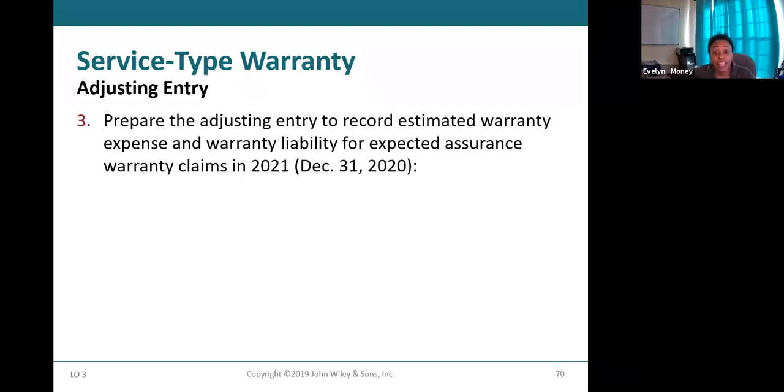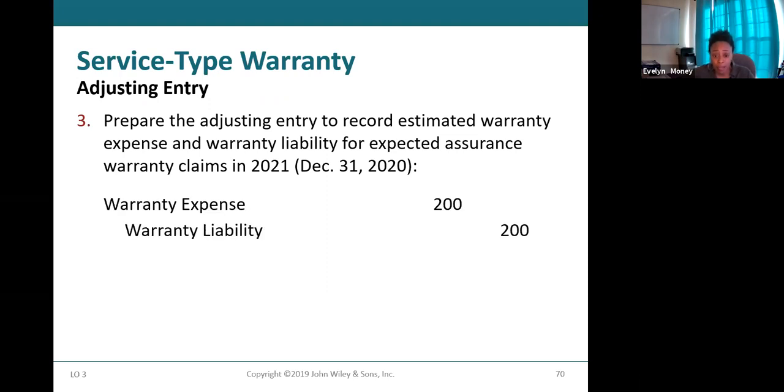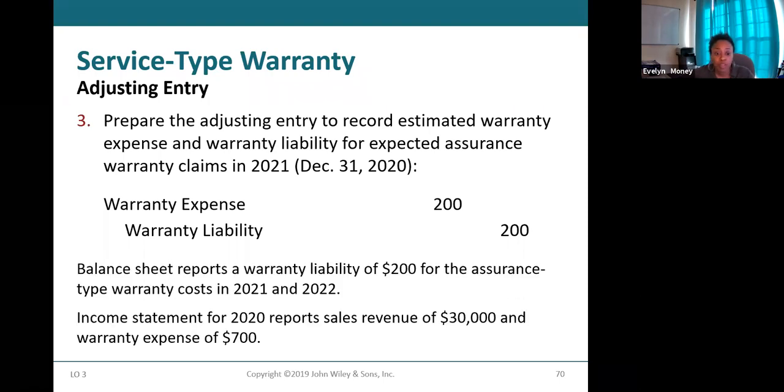At the end of the year, I'm going to estimate for the remaining warranty liability. I want to make sure that I get my expenses matched with my revenue. So we debit warranty expense, we credit warranty liability. And then, of course, when those actual warranty costs come out, we end up debiting warranty expense and crediting our various accounts.